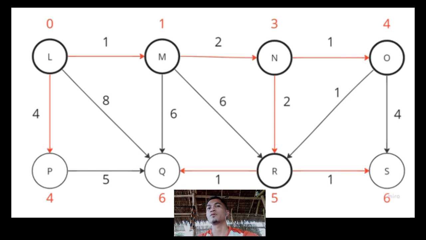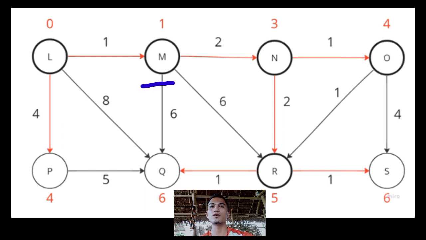We will define how we get the values 0, 1, 3, 4, and then 4, 6, 5, 6. For letter L, the value 0 is given, so it is automatically 0 since there is nothing before it. From L to M, it is automatically 1 because the distance traveling from L to M is 1. You can see there, we just put it as a guide.